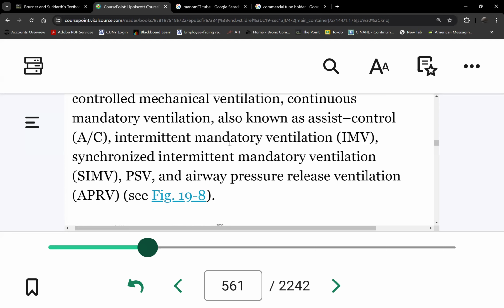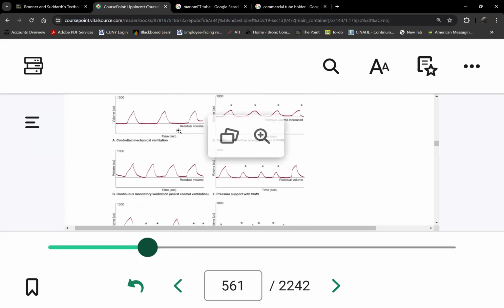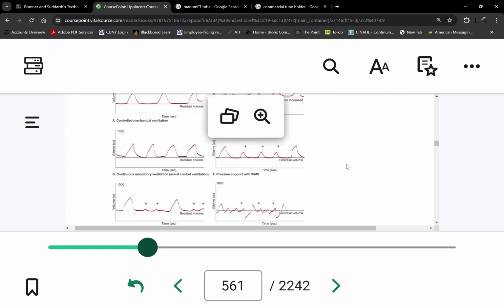And then the next one will be SIMV, which is more comfortable. SIMV is synchronized intermittent mandatory ventilation. And then finally PSV. We will not do a PRV. So only these three: AC, SIMV, and PSV. I'll explain what these mean shortly.